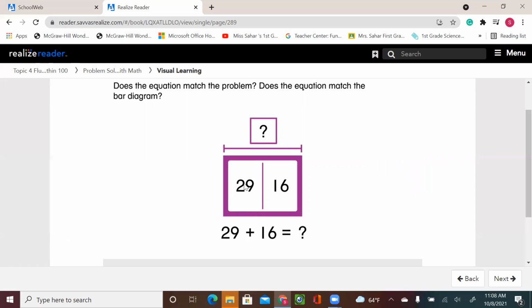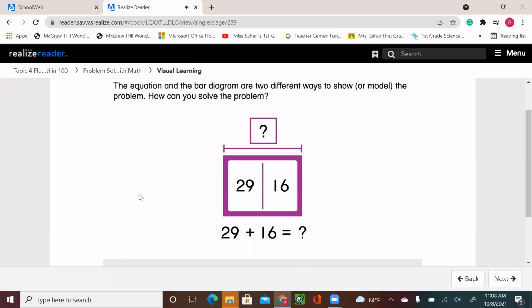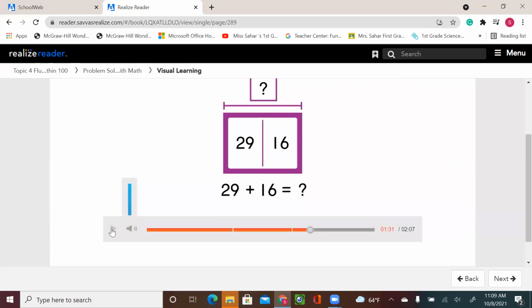Because I see these are the two parts and the information I have in my problem. The equation and the bar diagram are two different ways to show or model the problem. How can you solve the problem? I have different ways. I can add all the tens or I can break it. So many ways to add two-digit numbers.